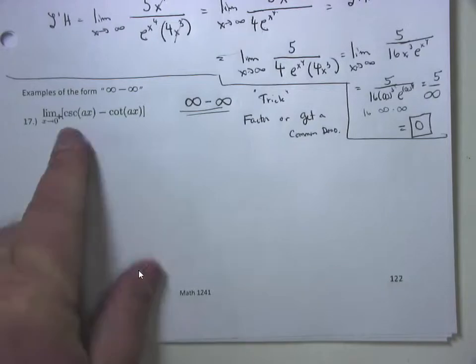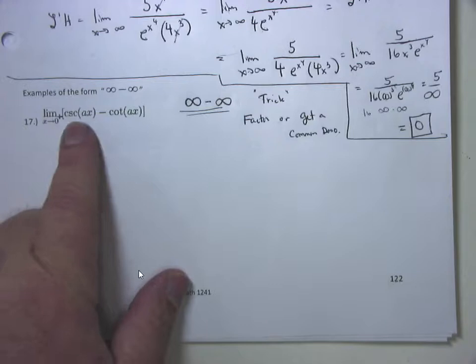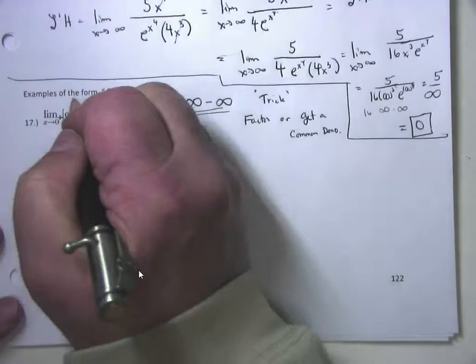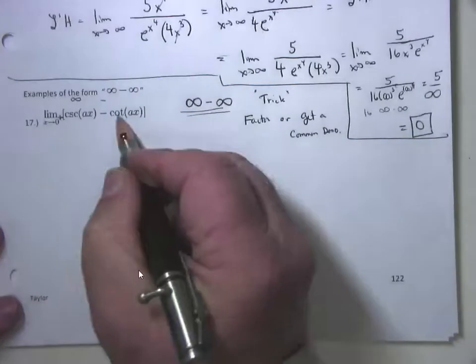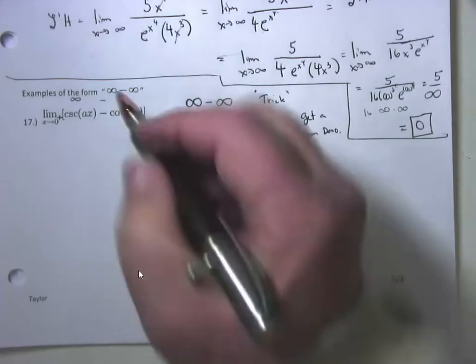Now, here's the deal. What's the definition of cosecant? 1 over sine of ax. When I plug in 0, the sine of 0 is 0, and on the plus side, it is on the plus side. And 1 over 0 on the plus side is infinity, minus cotangent, which is cosine over sine. So the cotangent of ax is the cosine of ax over the sine of ax. Same deal. When I plug in 0, the cosine of 0 is 1, over sine of 0 which is 0. On the plus side makes it plus side.